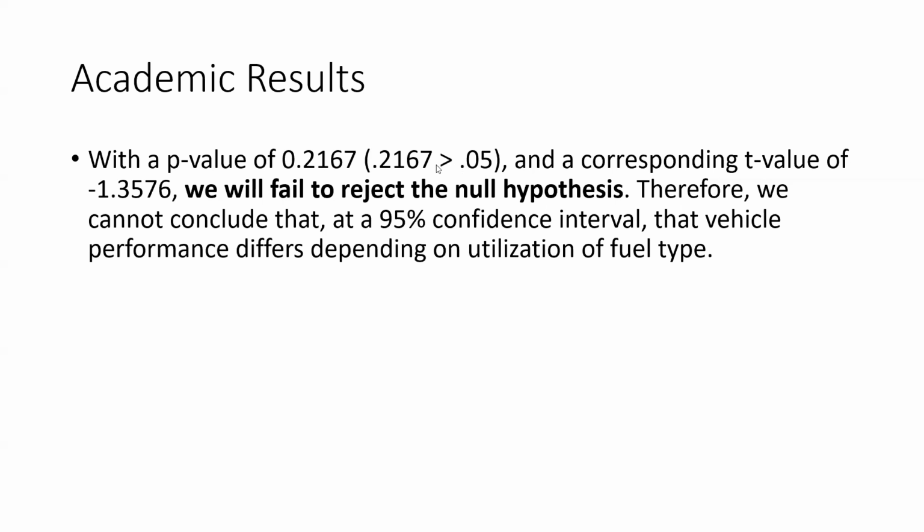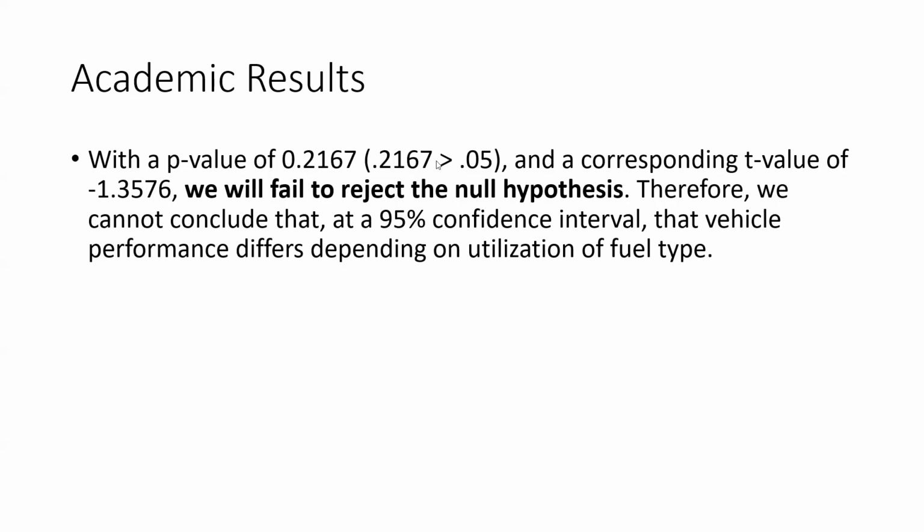Remember, greater than or less than, not equal to. So 0.2167 is greater than 0.05, and our corresponding t-value is negative 1.3576. I'm often asked, if we get a negative t-value, is that accurate? Did I do something wrong? The t-value can be negative. And this t-value corresponds with this p-value here. We have to state it in our results.